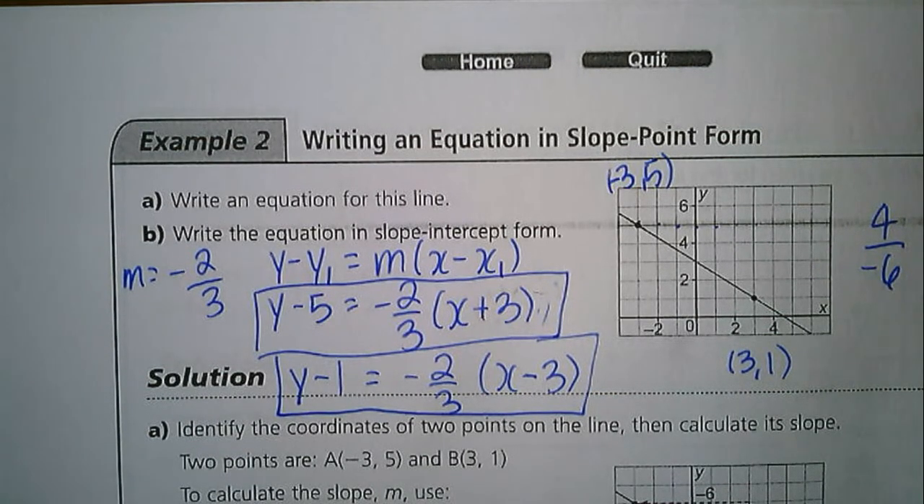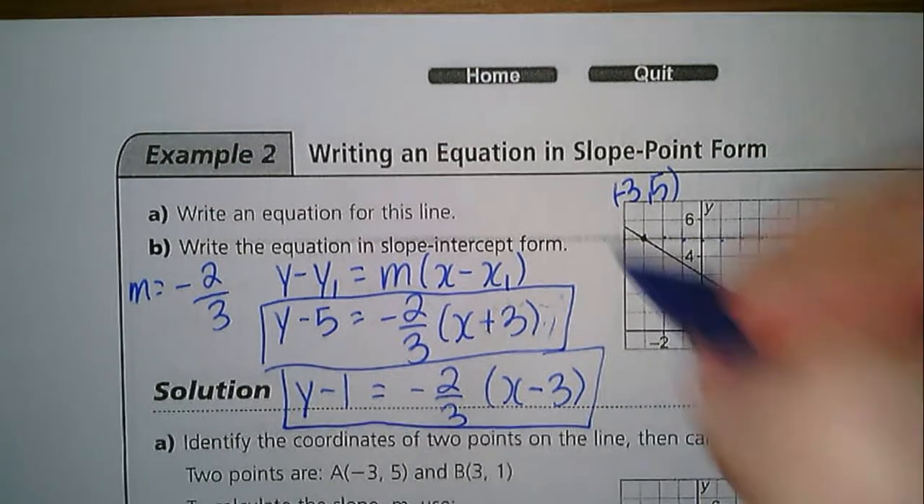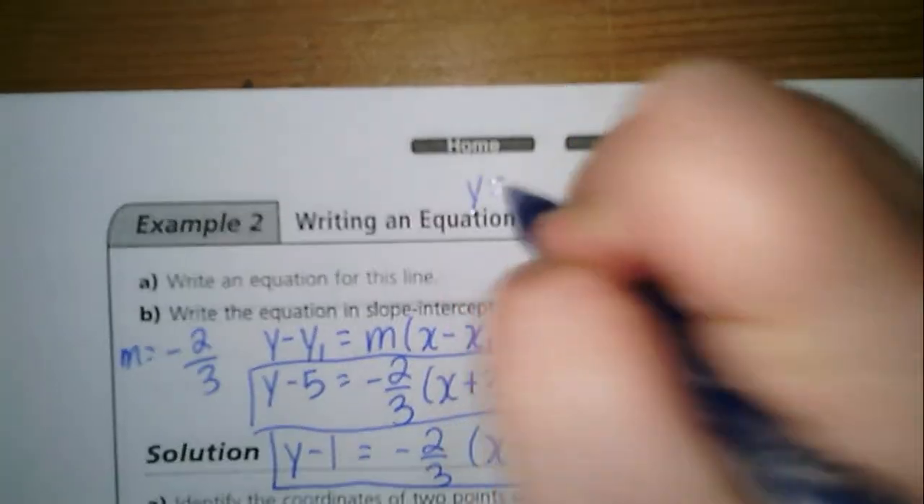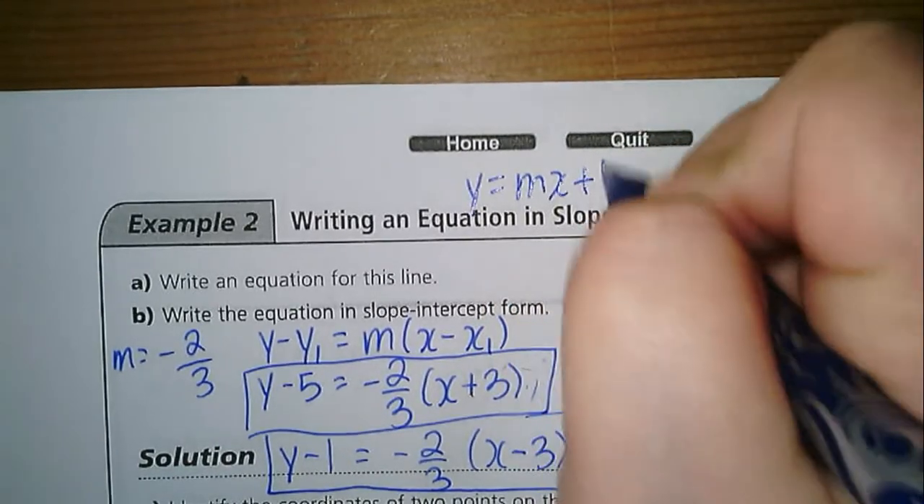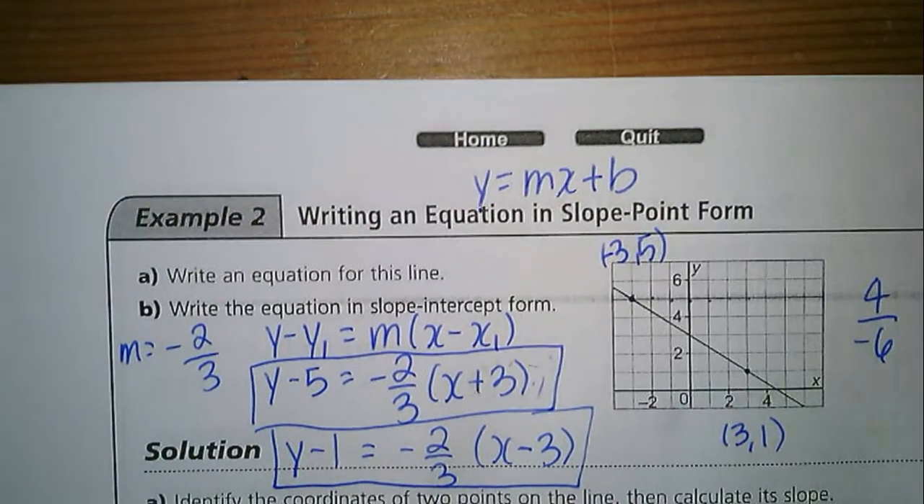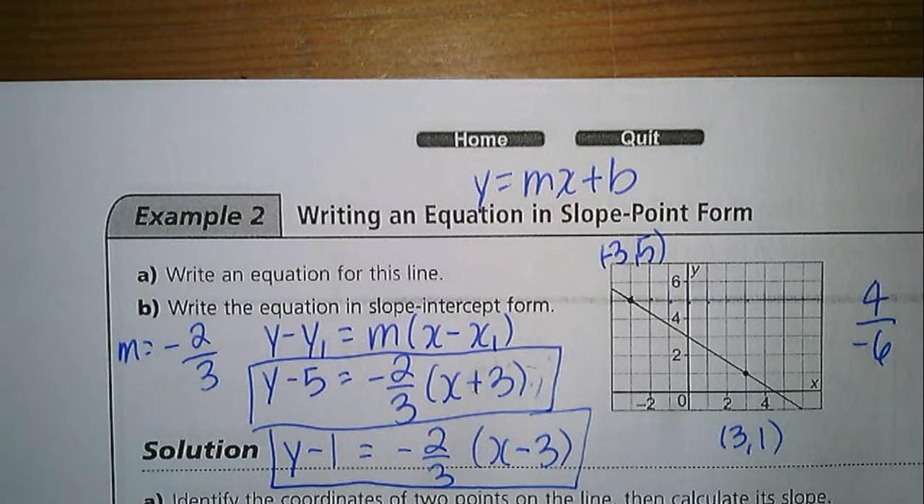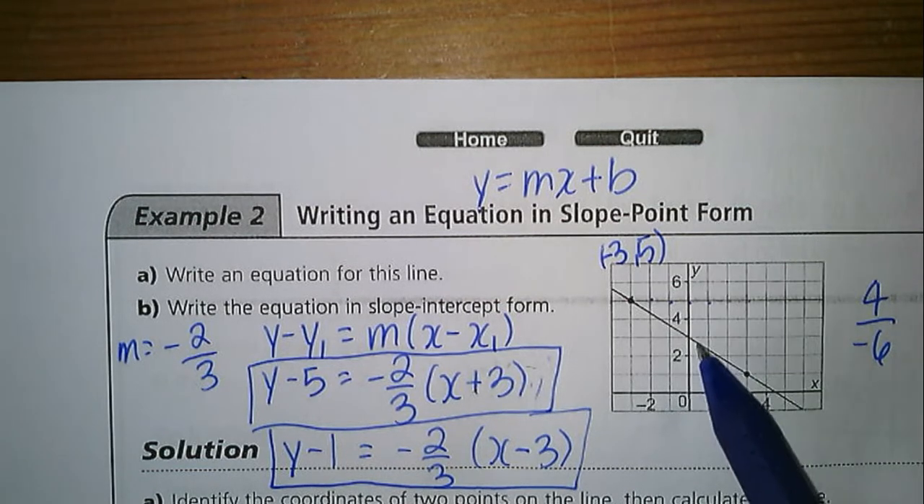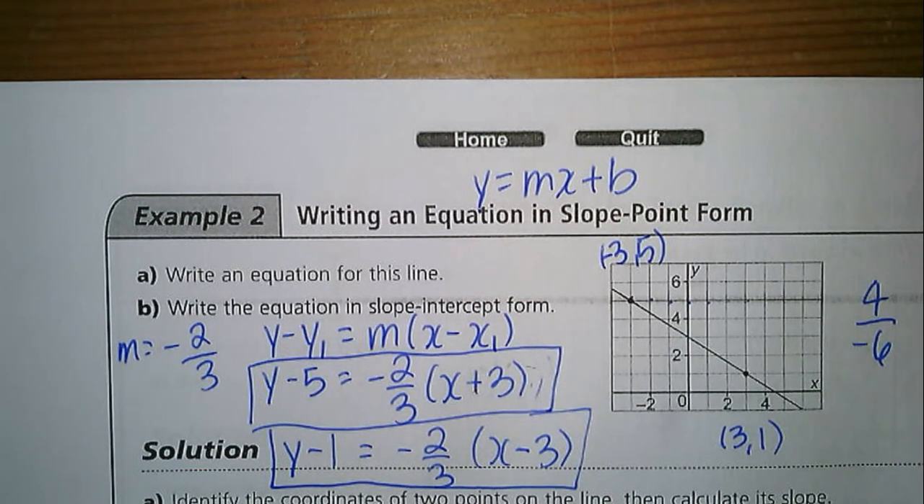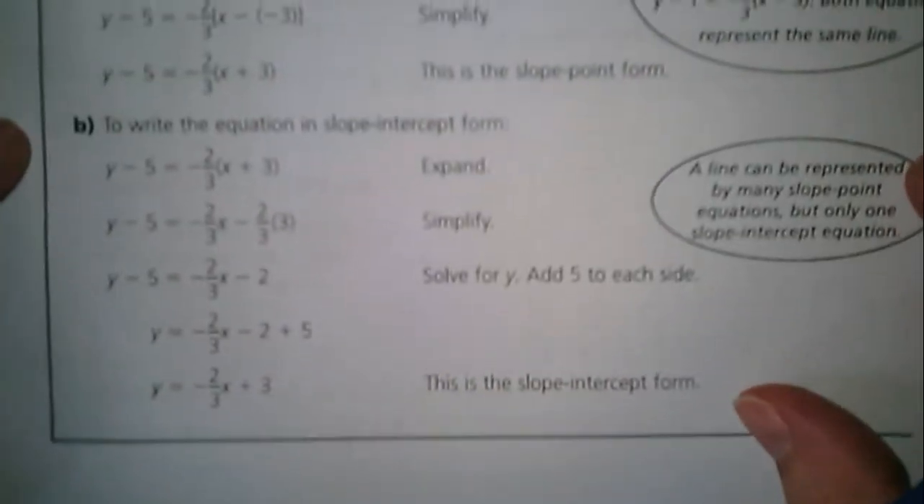Now, the last part asks you to find the slope-intercept form. So that was, if you recall, y equals mx plus b. So there's two different ways you could do it. We already have the slope, and you could eyeball the line and say, okay, I know where it's going through. Or we could use one of these two forms and then rearrange it to solve for y. So at the bottom here, they've shown it to you in this way.